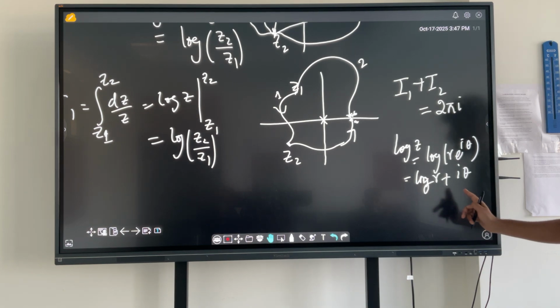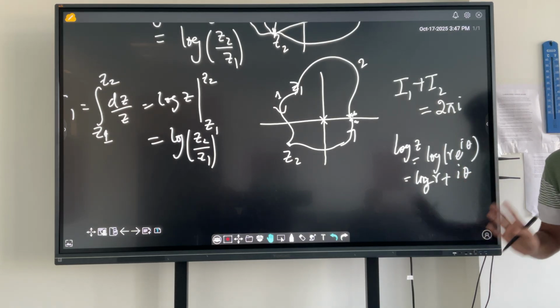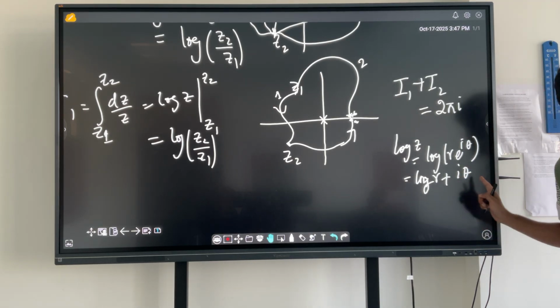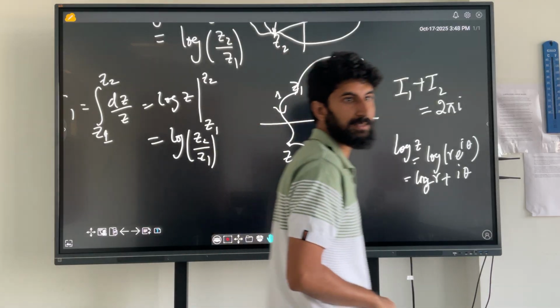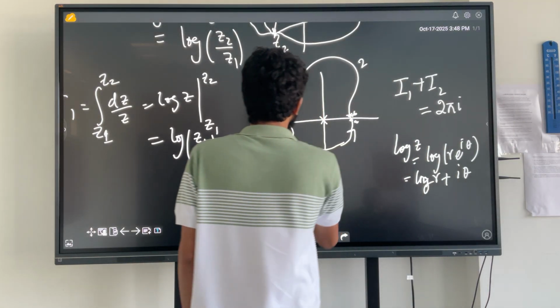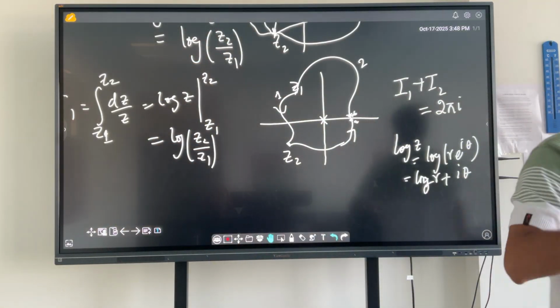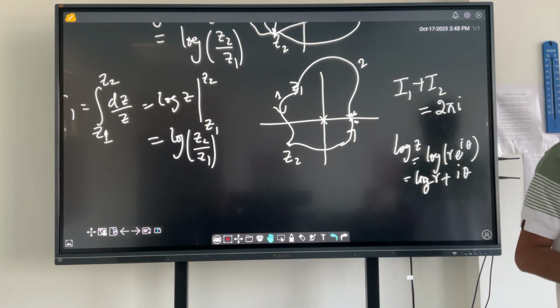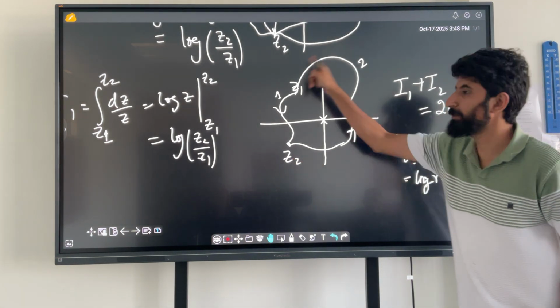Because the imaginary part of log is directly the argument. It's a linear function, not e to the power something. It just picks up the argument. So log sees a discontinuity. So I can't just integrate from z2 to z1. What did you do in real functions when you encountered a discontinuity? Separate. Exactly, you separate. So I integrate from here to here and then from here to here.